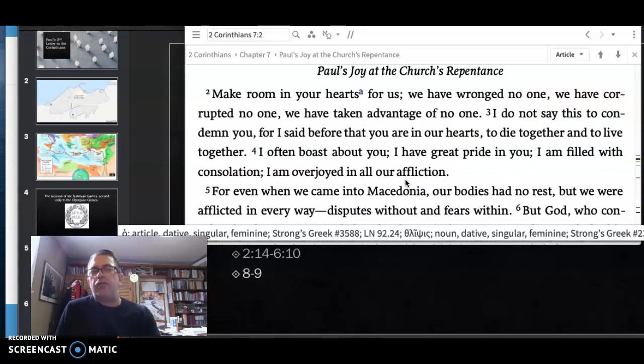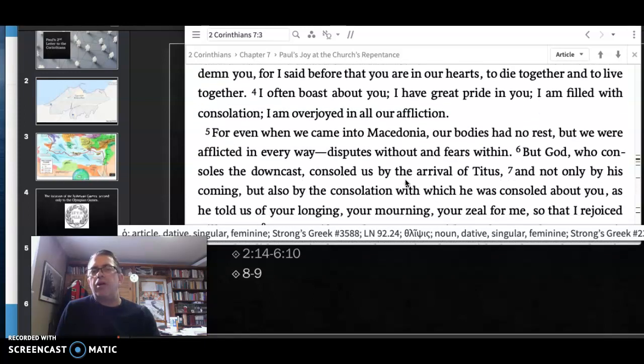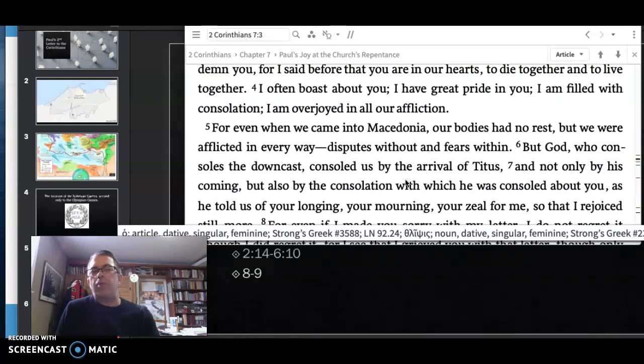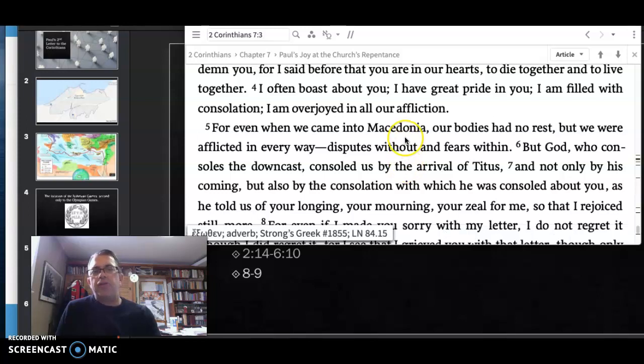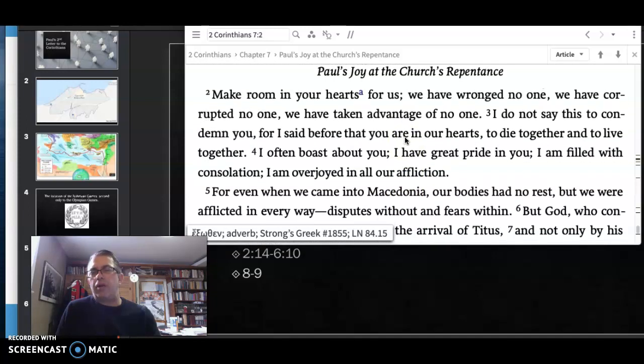I do not say this to condemn you, for I said before that you are in our hearts, to die together, to live together. I often boast about you. I have great pride in you. I'm filled with confidence. For even when we came to Macedonia, our bodies had no rest, but we were afflicted in every way. Notice how chapter 1 and chapter 2 pick up right here in 7:2.